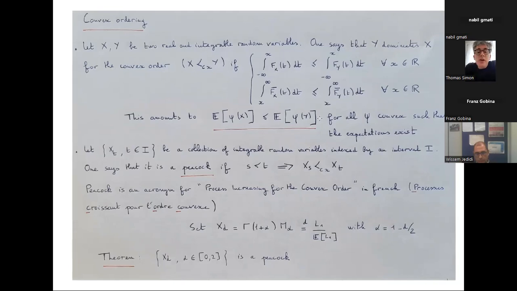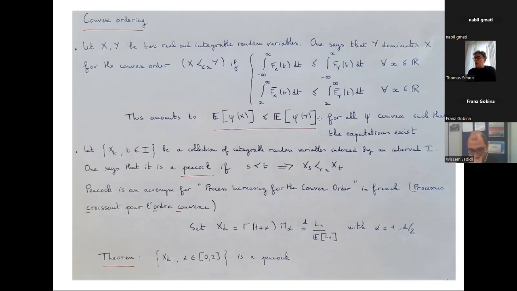So of course, if you take psi equal to the identity or minus the identity, then you get the fact that the expectations are equal. So the convex ordering measures the relative dispersion of two random variables around the same mean. It is some kind of second order ordering, the first order ordering being the standard stochastic order, where the expectations are not the same. One expectation is greater than the other one.